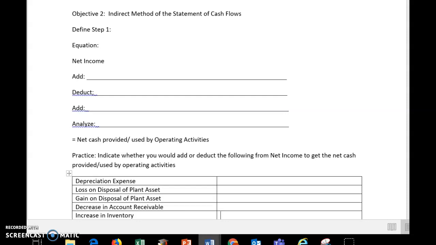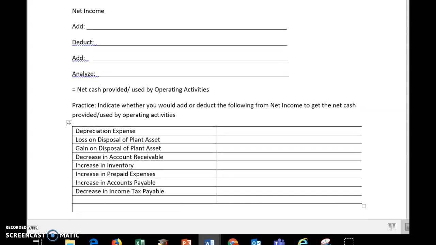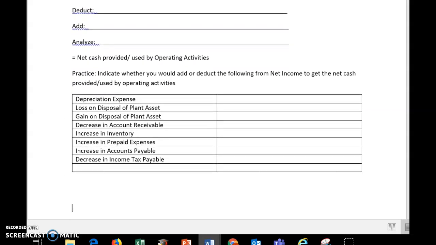And then the final thing we're going to do is analyze. What we analyze is our balance sheet, the assets and the liabilities, to see how they impacted our operating activities. So I want you to go through your book and make sure you understand the impact on whether we add or subtract each of these items to find that operating section. One thing that will hopefully help you remember this is assets. We do the opposite.